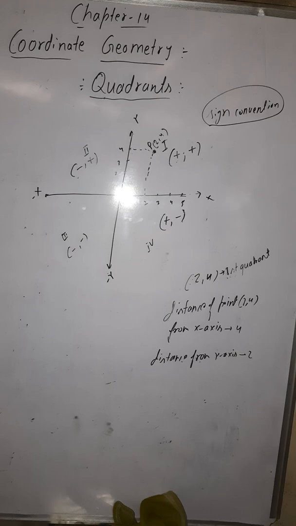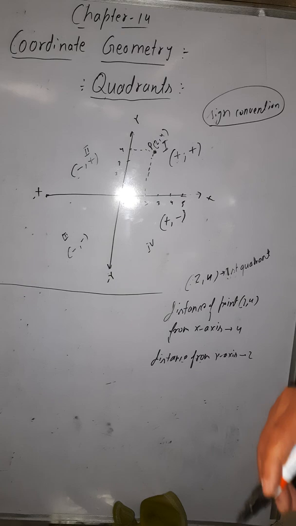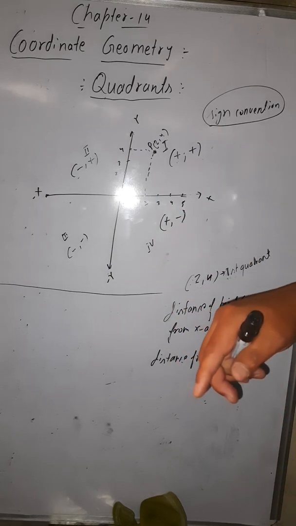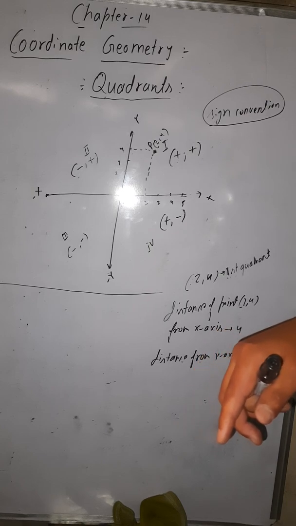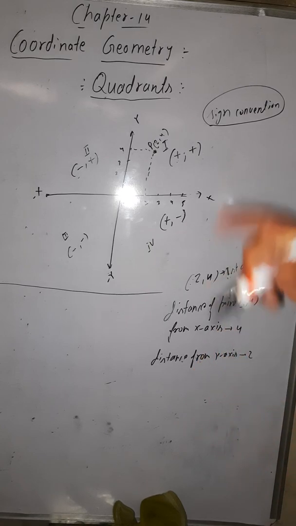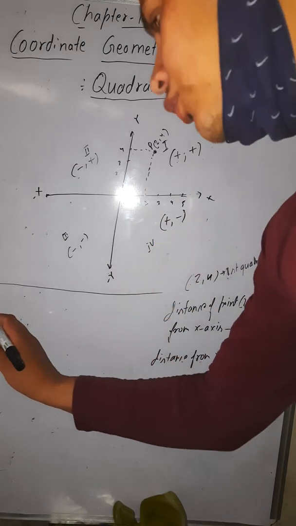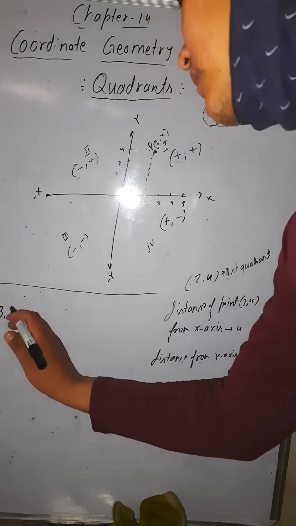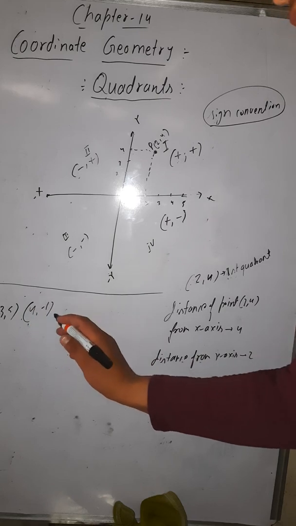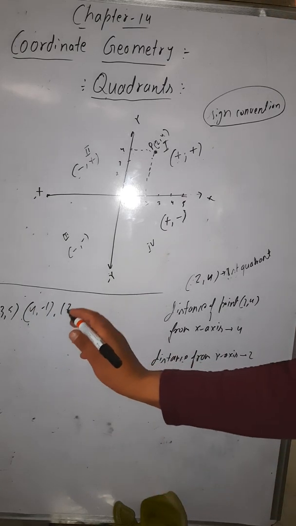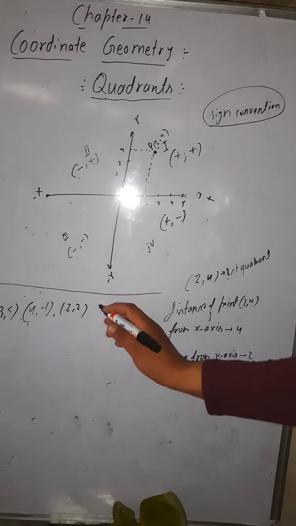Okay, now let me give you some questions here. Write the question: in which quadrant does each of the following points lie? I am giving you the points here. The points are (-3, 5), (4, -1), and then next (2, 2).